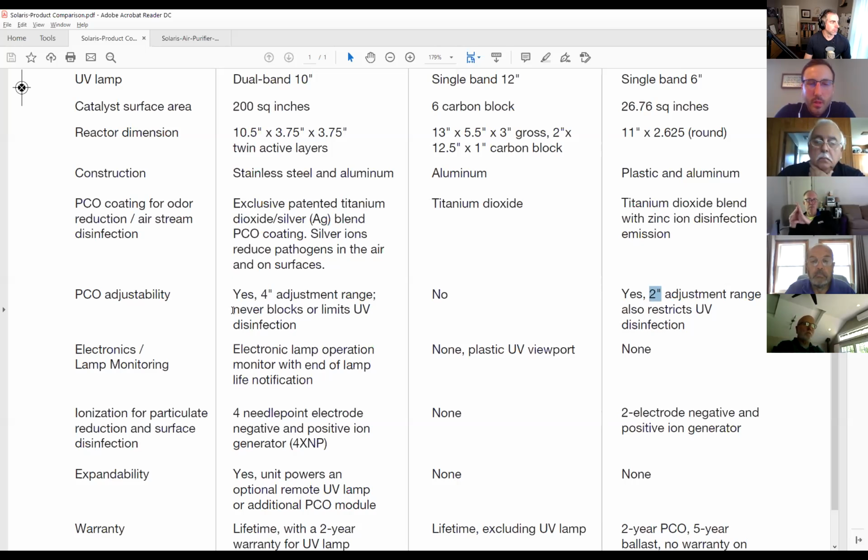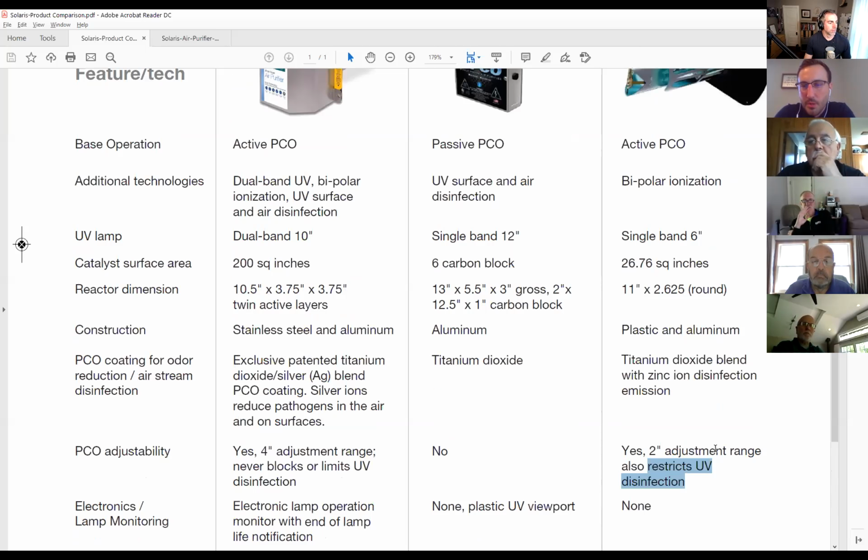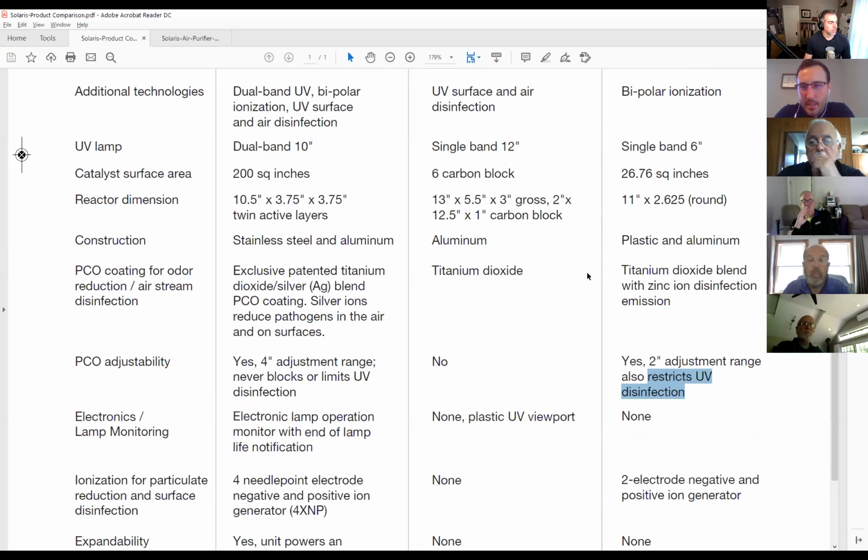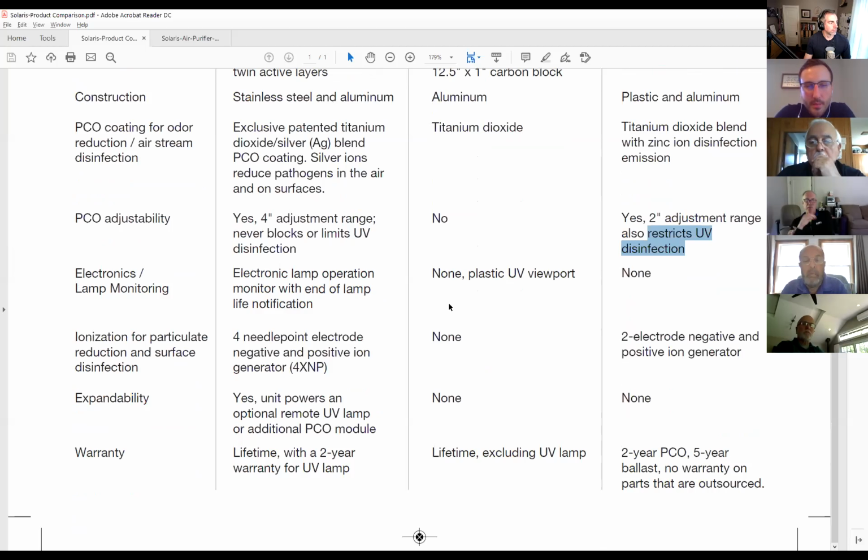Now, that means ours can be adjusted further, and that also means ours never blocks or limits our UV disinfection when you do use the adjustment. Theirs does restrict their UV disinfection when you use the adjustment. So as you can see from their design, that when you start to pull back on that it does start to limit that a little bit.